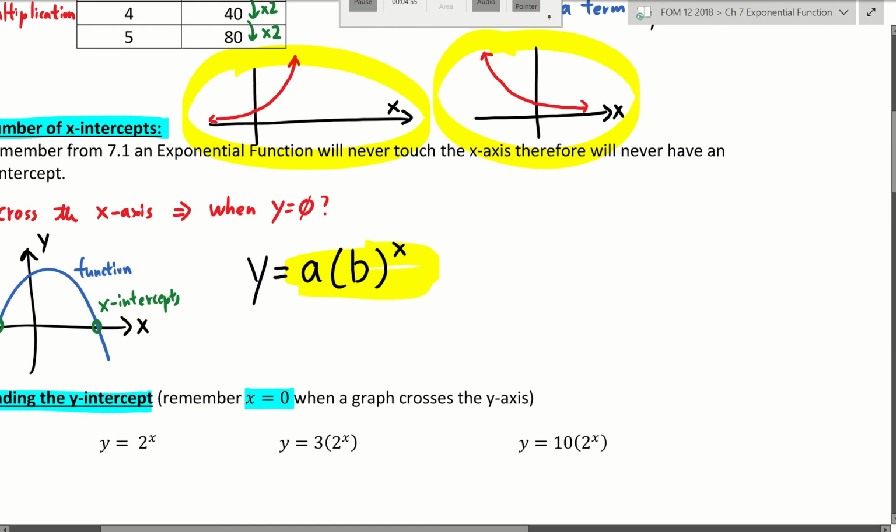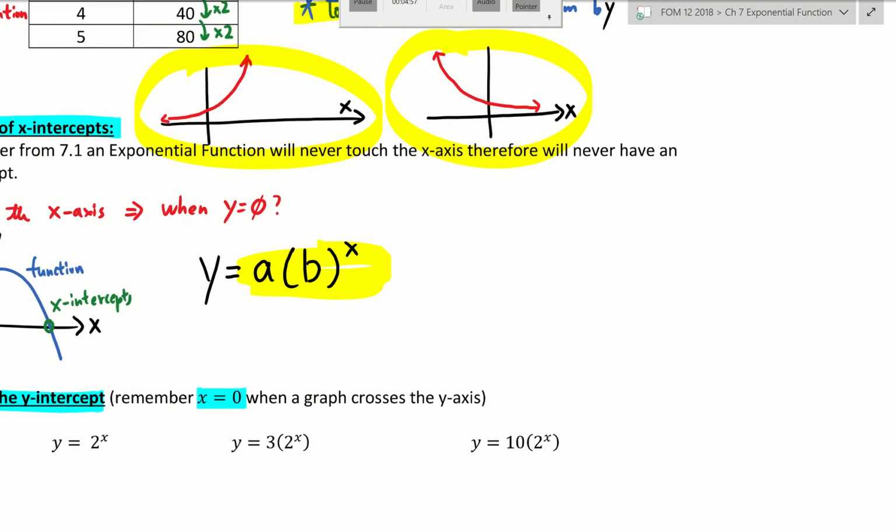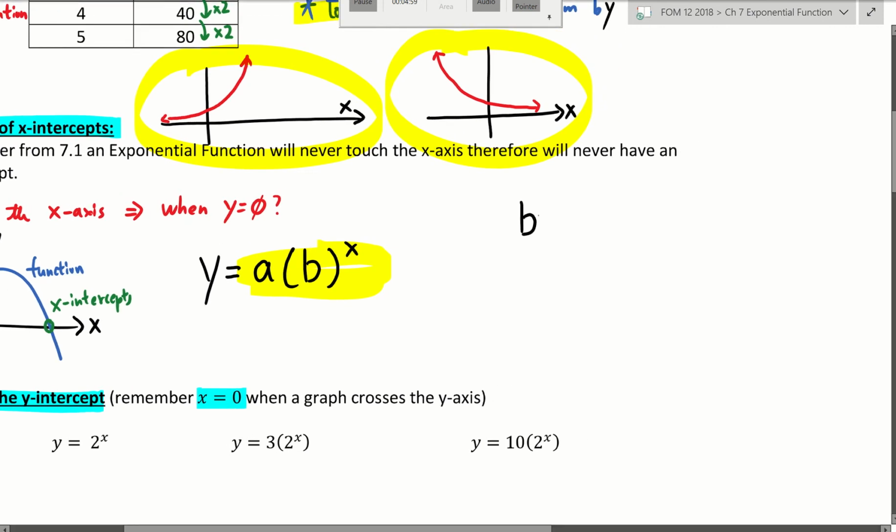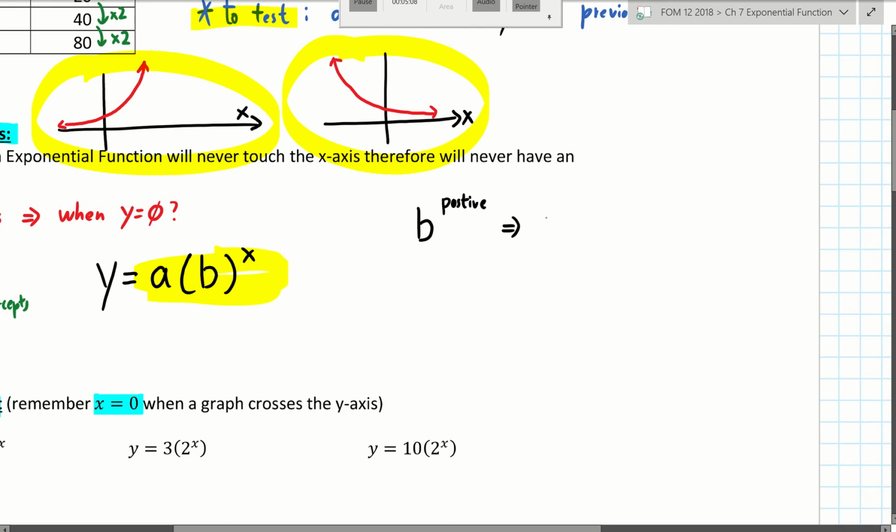Think about it. Let's say you have some number b to the power of something positive. Let's say x is positive. For example, let's say you have 2 to the power of 3. This is 8. This is always positive.